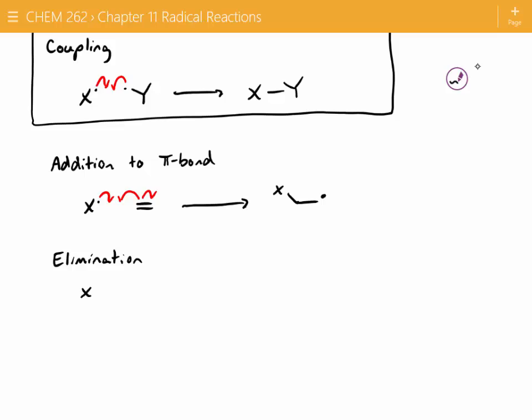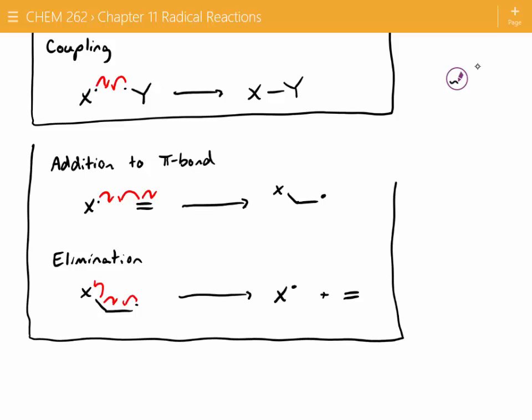So if we've got X on the end here, and we've got our radical, we can say, all right, this can dump down one of these electrons from that covalent bond, and then the other one can just hop back over to X. And if we do this, again, we're just doing the reaction backwards. So we get our X radical and our pi bond out. So these are another class of reactions that involve addition or elimination resulting from or giving a pi bond.